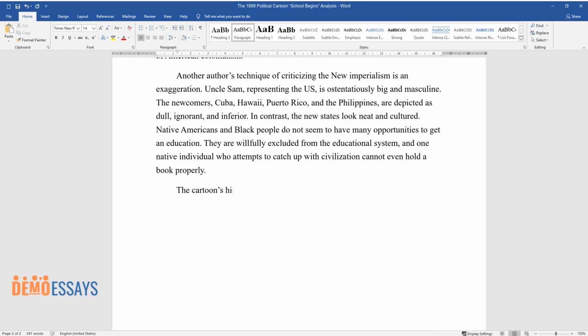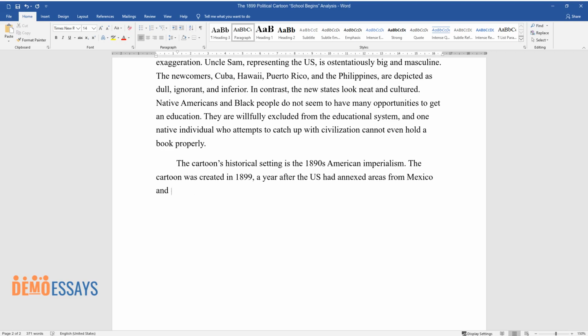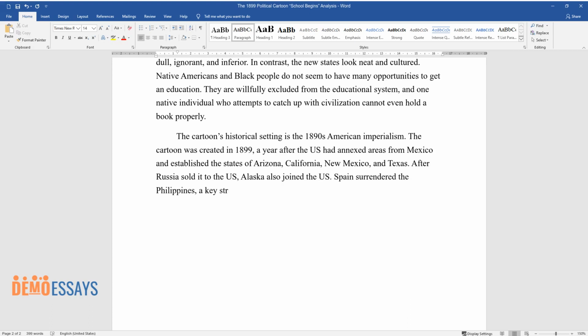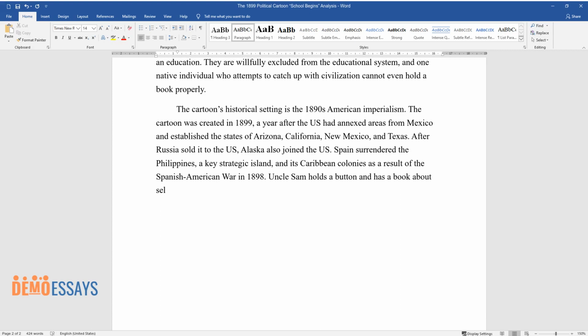The cartoon's historical setting is the 1890s American imperialism. The cartoon was created in 1899, a year after the U.S. had annexed areas from Mexico and established the states of Arizona, California, New Mexico, and Texas. After Russia sold it to the U.S., Alaska also joined the U.S. Spain surrendered the Philippines, a key strategic island, and its Caribbean colonies as a result of the Spanish-American War in 1898.